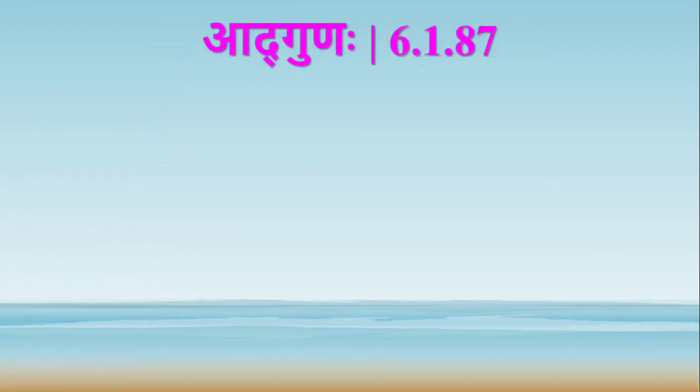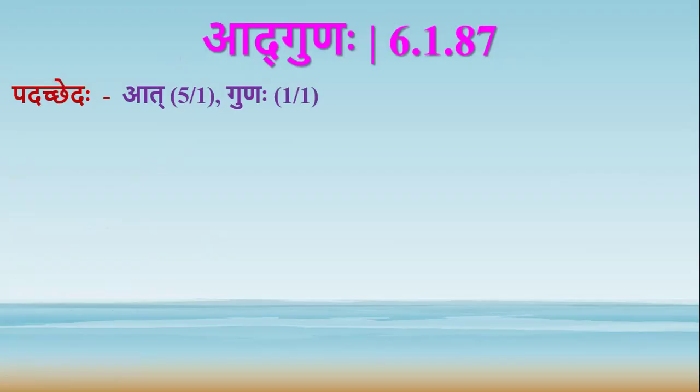Next, 6.1.87, Adgunaha. Padachedaha: At, Gunaha. At is the Panchami Ekavachana of A; Rama becomes Ramat, like that. A becomes At. Gunaha is the Prathama Ekavachana. So we need to take the Anuvritti of Achi from Iko Yanachi, 6.1.77. From there we take the Anuvritti of Achi, because there is no Saptami word in this sutra.